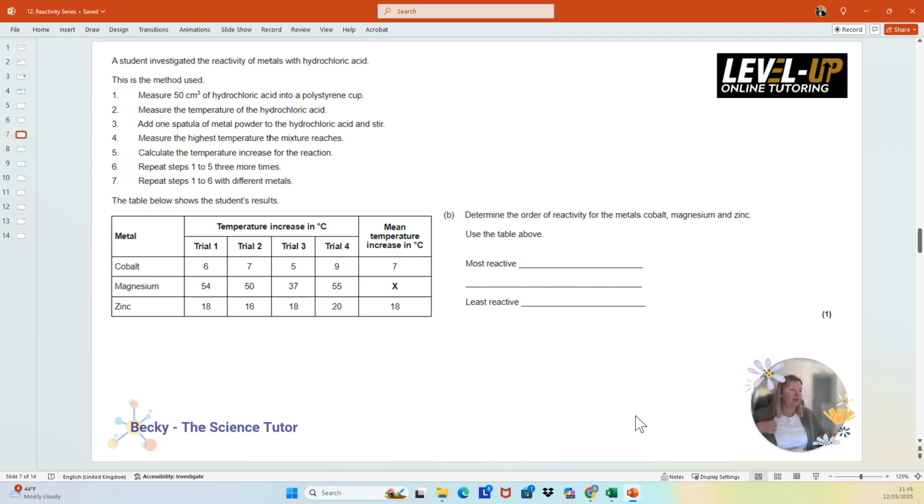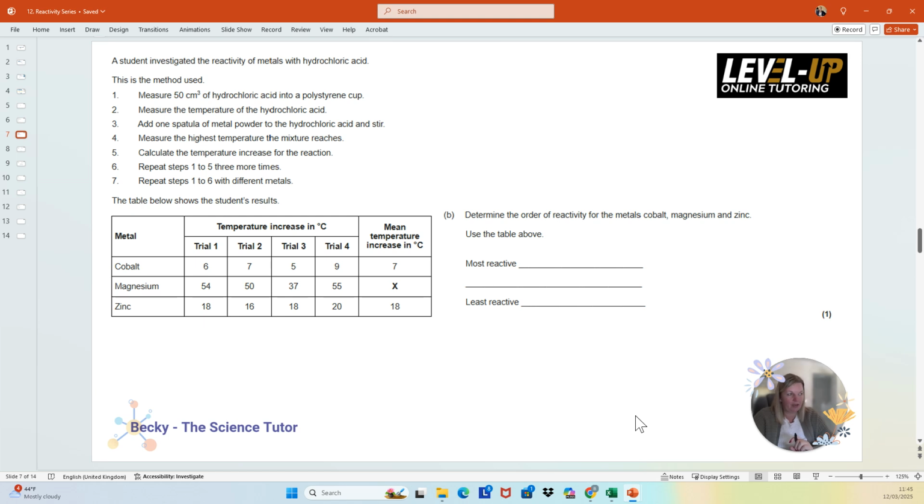Okay. So here we've got another example. This is using the temperature increase in a reaction. So we've got a little bit of a method. We've got hydrochloric acid and we're adding a spatula of metal powder. We're using metal powders, as increased surface area will react faster. And then we're measuring the highest temperature the reaction mixture reaches.